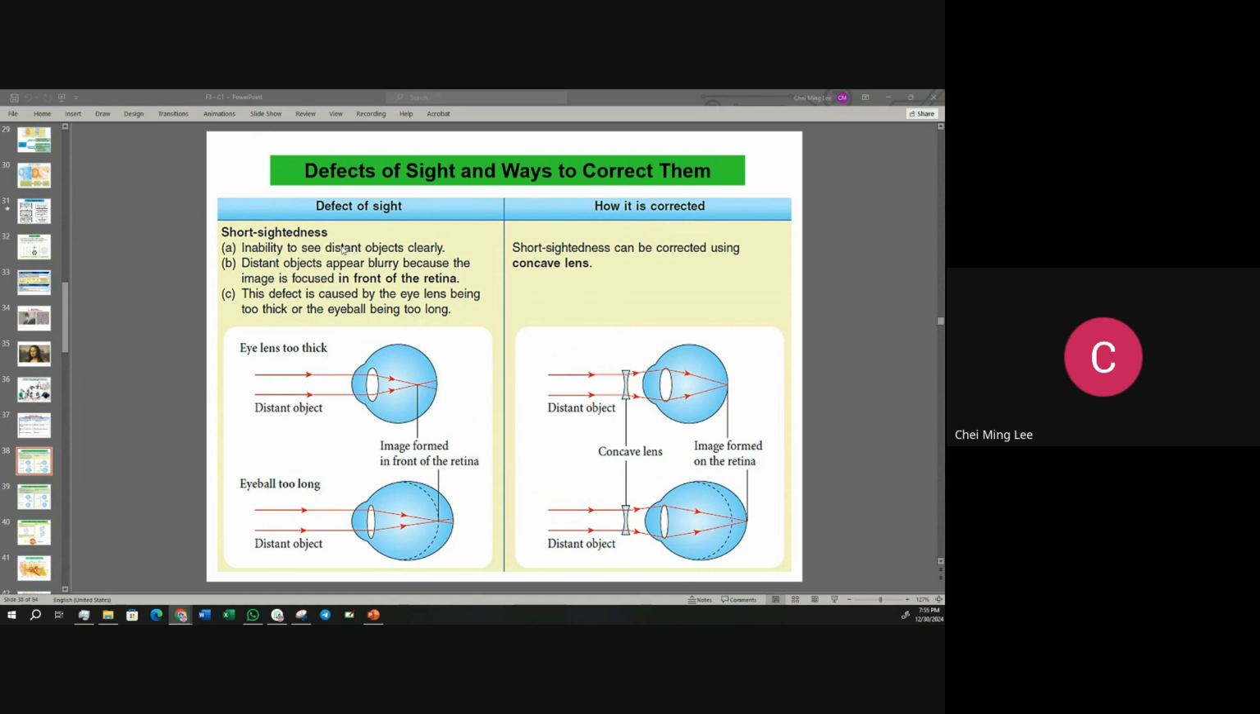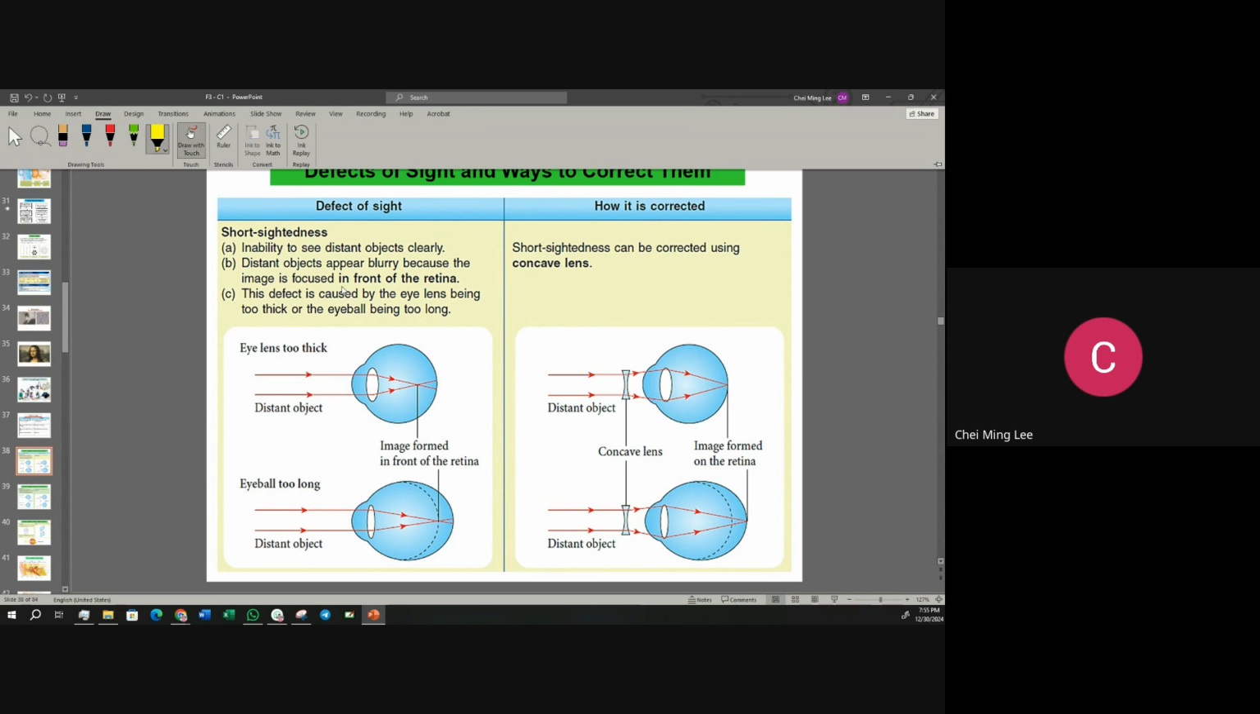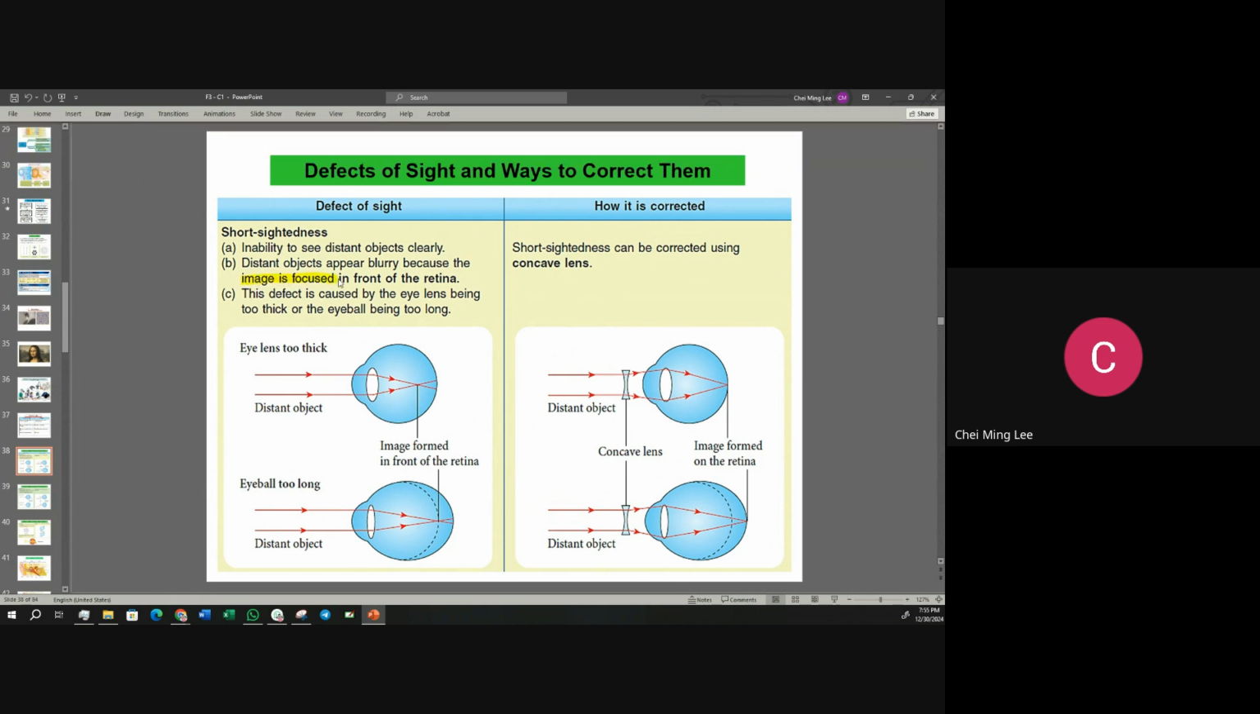Okay, so jot this down with the drawings. Wait, how about I highlight it for you? You just jot down the highlighted one with the drawing, okay? So, where the image is focused in front of the retina. This one no need. How is it corrected? Using a concave lens. This one is inability to see distant objects clearly, or we say distant objects appear blurry. Okay, done. Then you draw this.